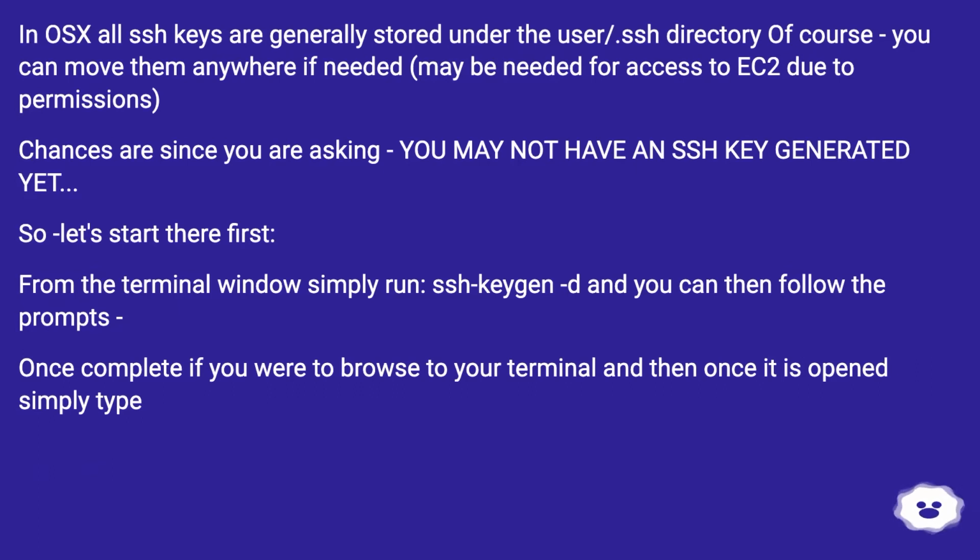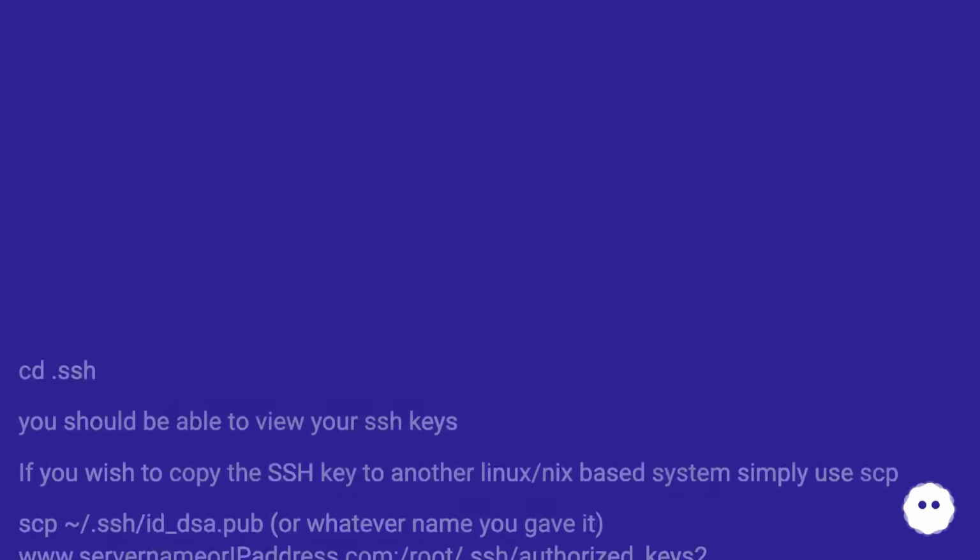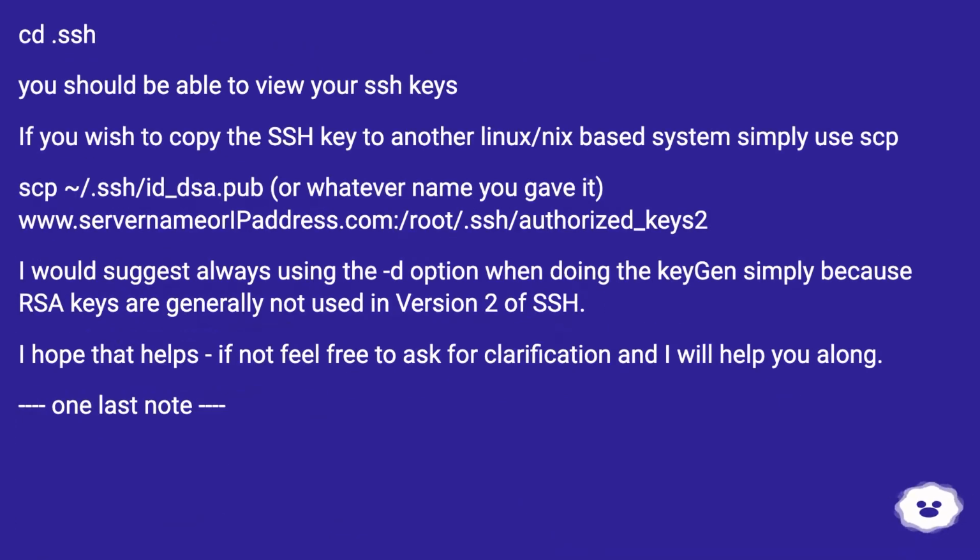From the terminal window simply run ssh-keygen -d and you can then follow the prompts. Once complete, if you were to browse to your terminal, and then once it is open simply type cd .ssh. You should be able to view your SSH keys.